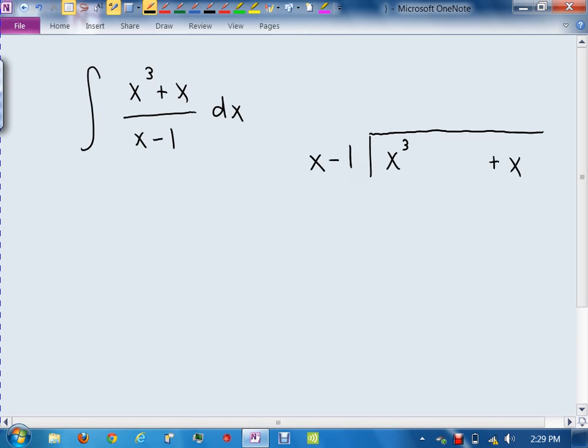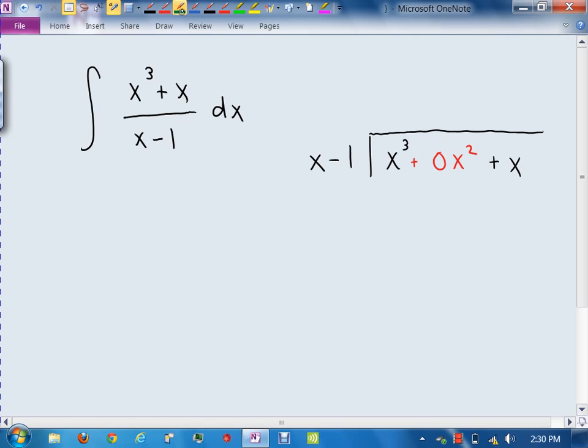I notice I left some space, right? Where did I leave that space? For my nothing x squared. Oh, I left way too much space, actually. For my nothing x squared, right? And that's so I can line everything up.